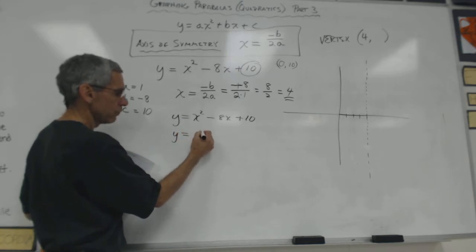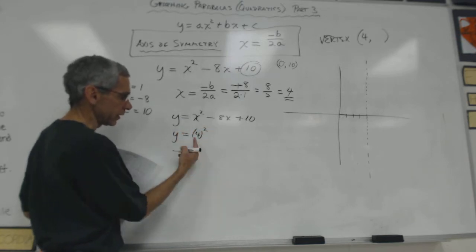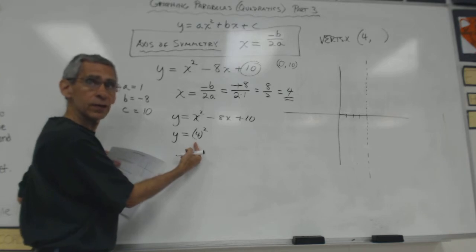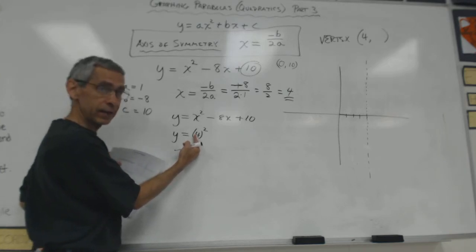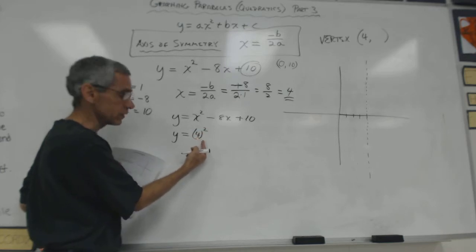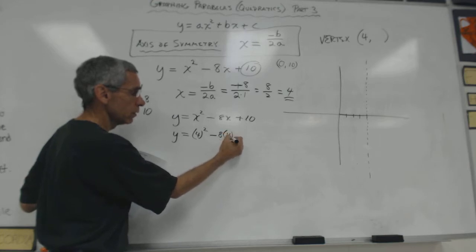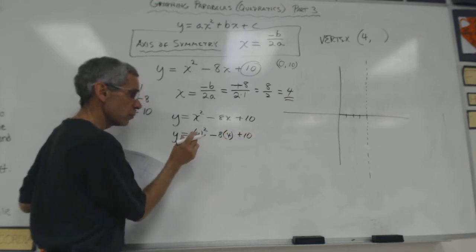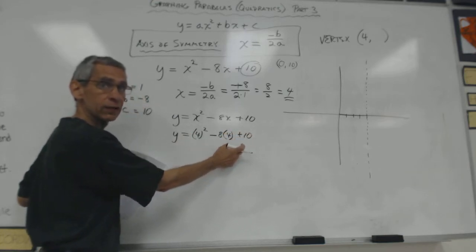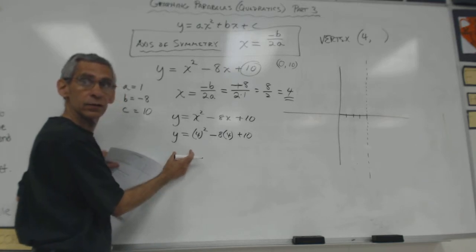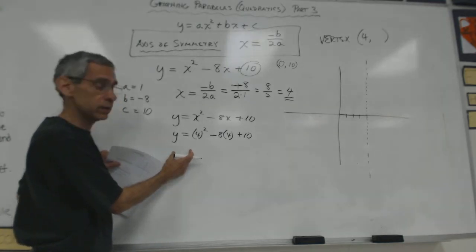Y is equal to 4 squared. I like to put my 4 in parentheses because if it had been a negative 4, then I would realize it's negative 4 that's squared. You know what I'm saying? In this case, it's positive. Anyways, minus 8 times 4 plus 10. You're much less likely to make a mistake if you write this part like this. You follow me? Make sense?